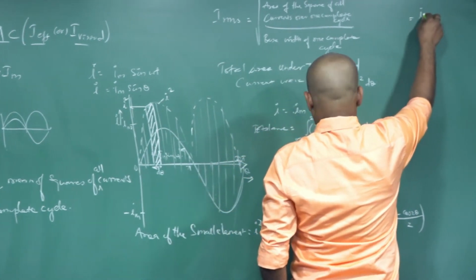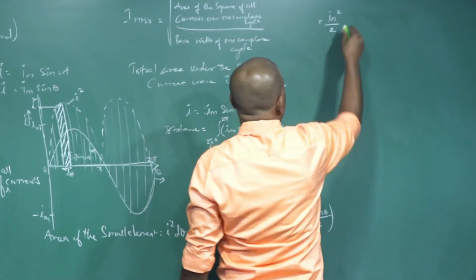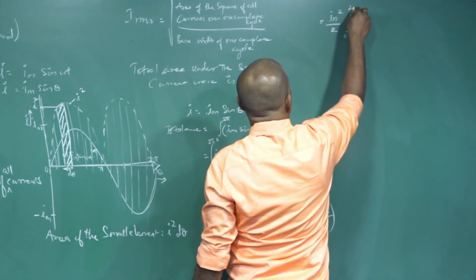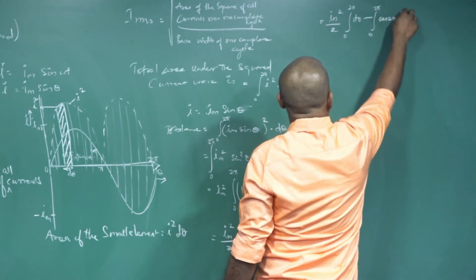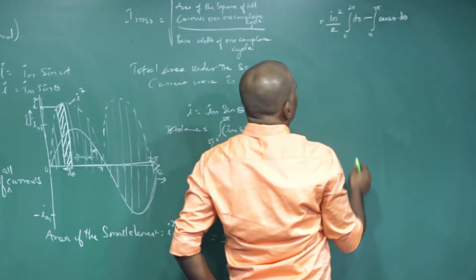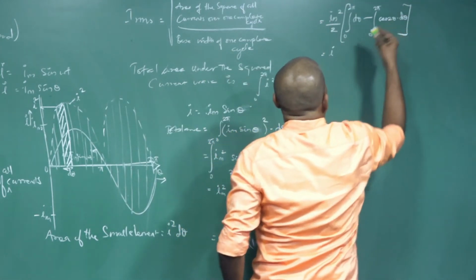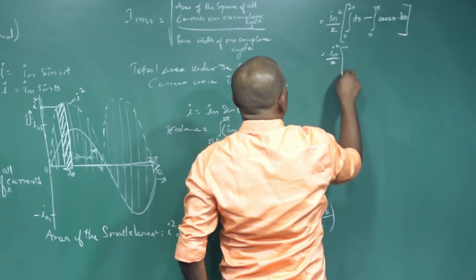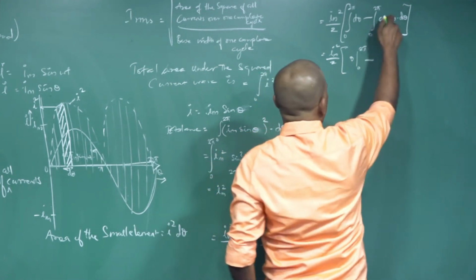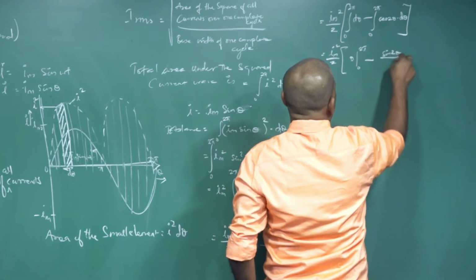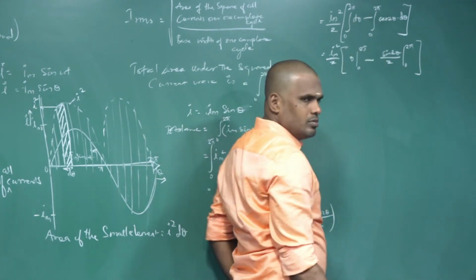Then this is equal to Im square divided by 2. Take d theta inside and integrate. So I am having two integrations here: integral 0 to 2 pi of d theta minus integral 0 to 2 pi of cos 2 theta d theta. Im square by 2 is common. The integral of d theta is theta between 0 to 2 pi, minus the integral of cos 2 theta, which is sin 2 theta divided by 2, between 0 to 2 pi. So I have integrated these two integrations.